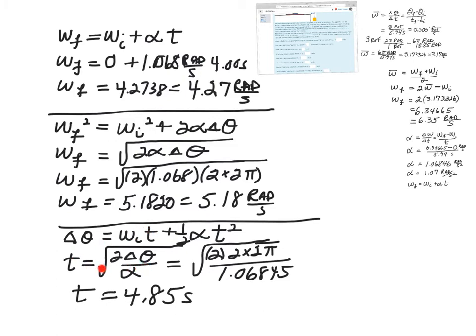You can do the algebra and you get time equals 2 times the 2 rotations in radians divided by the acceleration. There it is, 2 times 2 times 2 pi radians. That's the 2 rotations in radians divided by the acceleration. Gives you the final time of 4.85 seconds. So good, we're done with that one.